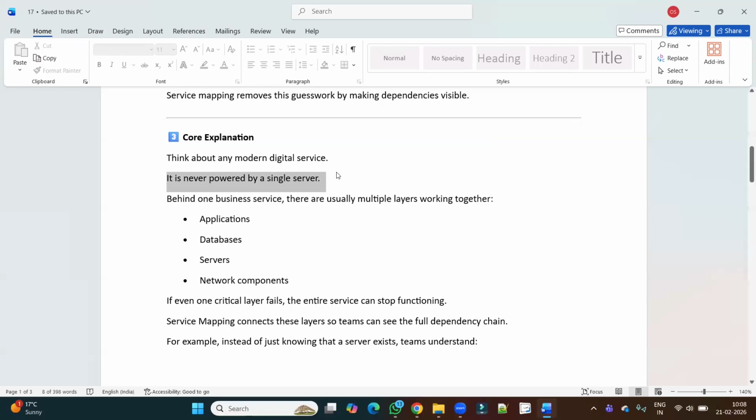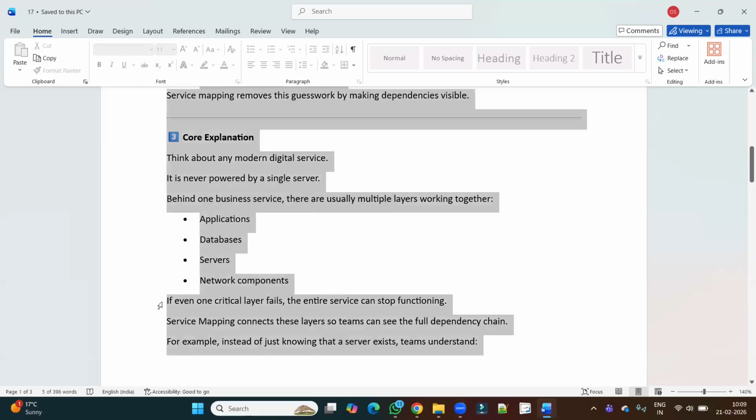So this business service is being supported by not a single server. Obviously, n number of servers are there based on location and various other reasons. Behind one business service, there are actually multiple layers of services which are working together. Here you see what those components are: applications, databases, servers, network components, and many others. This is the hierarchy, the dependencies which are providing this business service. For each service we have all these things associated.